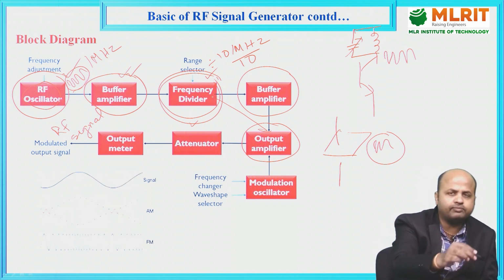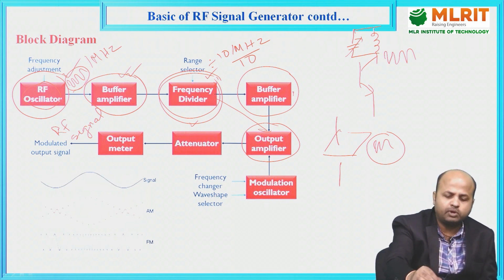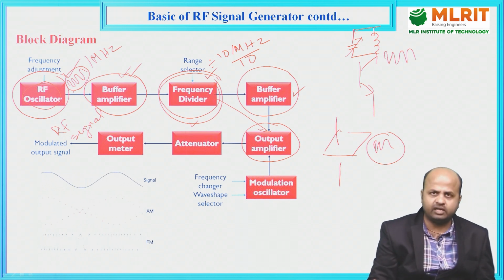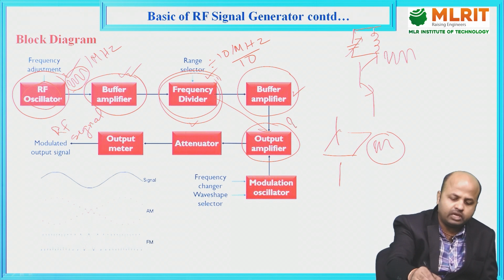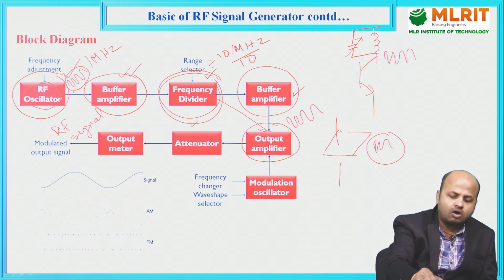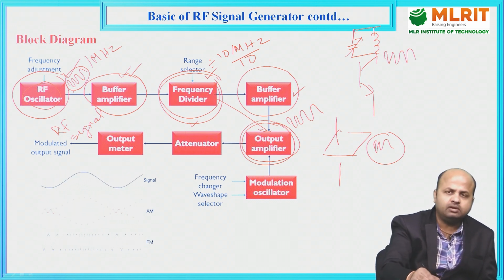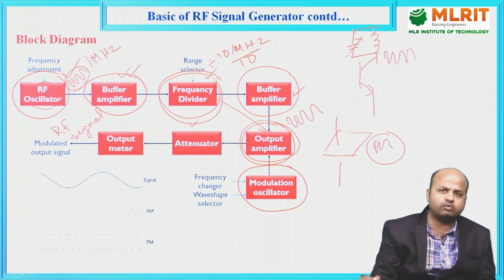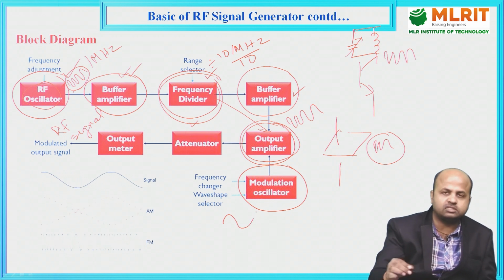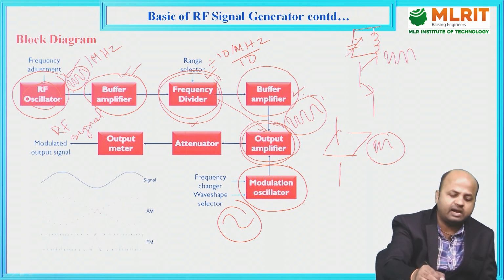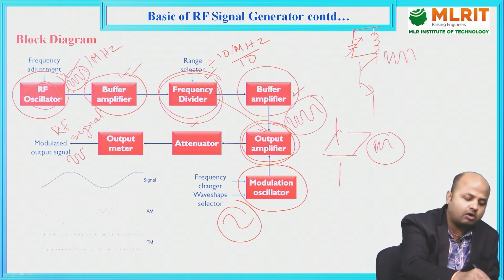After that, the signal from the frequency divider circuit is given to the buffer amplifier. Again, this buffer amplifier is providing isolation between the frequency divider and the output amplifier. So up to this point, we are getting some RF signal of our desired frequency. Again, this output amplifier has been used in conjunction with the modulation oscillator. What the modulation oscillator is doing: suppose we have a low frequency signal, we can superimpose this signal on the radio frequency signal and we can finally take the modulated output here.